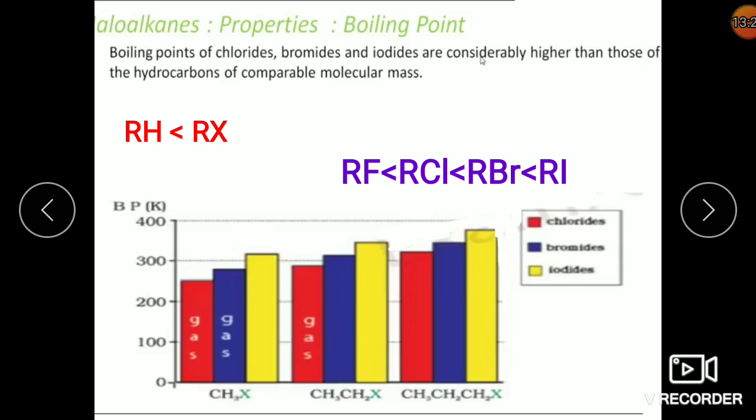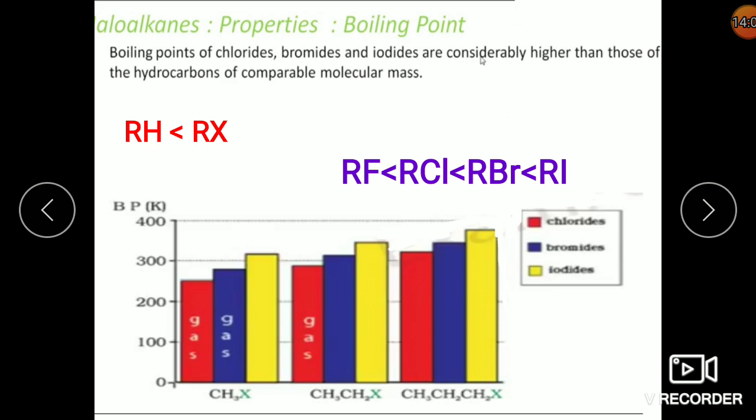So from this we can conclude that as the molar mass increases, the boiling point of haloalkane also increases. That means boiling point is directly proportional to the molar mass of the compound. Iodine is bigger in size, it has more mass, so iodoalkanes always have the higher value. Hope you understood this part. So what is the trend? The trend for boiling point goes as RF, that means fluoroalkane has a lower boiling point than chloroalkane, then bromoalkane, then iodoalkane. Iodoalkane has the greatest boiling point.